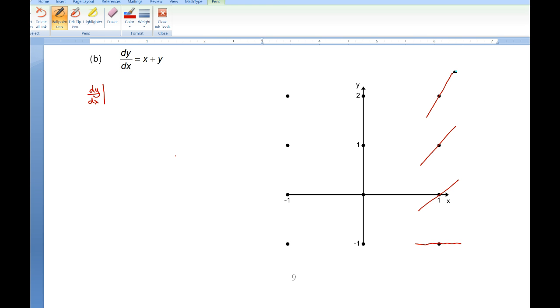And then let's start down here. This is going to have a slope of -1. And then at 0, 0, it has a slope of 0. And then at 0, 1, a slope of 1. And at 0, 2, it's going to have a slope of 2.